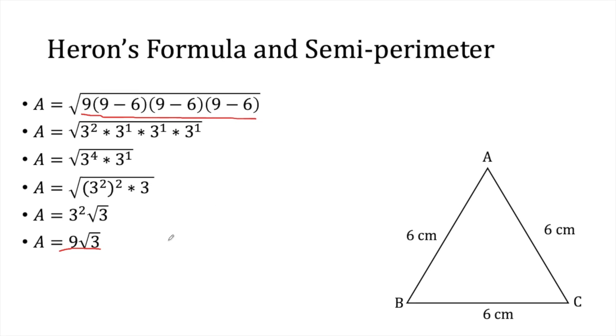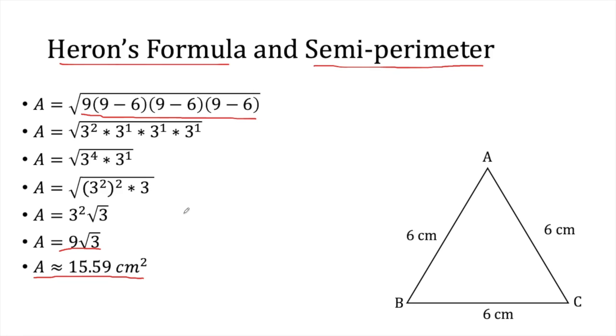And again, if you put 9 times the square root of 3 in a calculator, you would again get the area equal to approximately 15.59 centimeters squared. So that is how you solve this problem using Heron's formula and the concept of the semi-perimeter. So in the next video, I will be looking at how to solve the problem using a trigonometric approach. See you there.